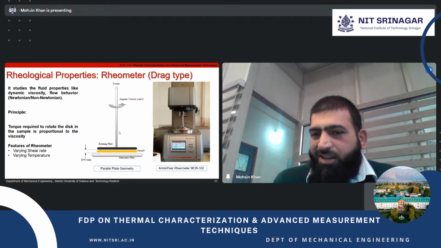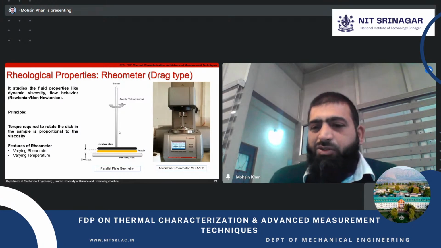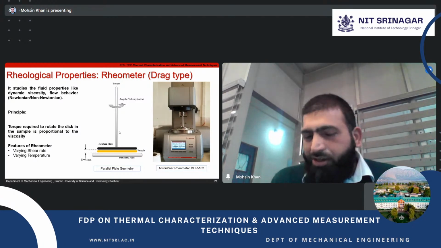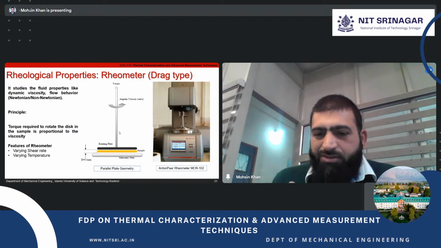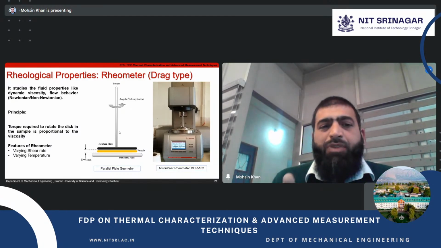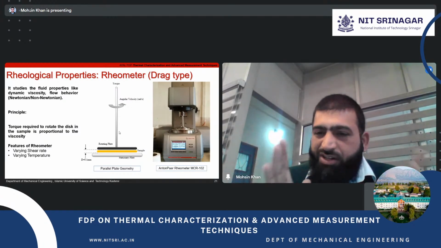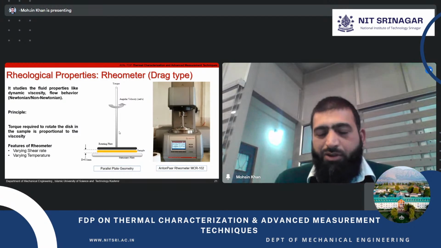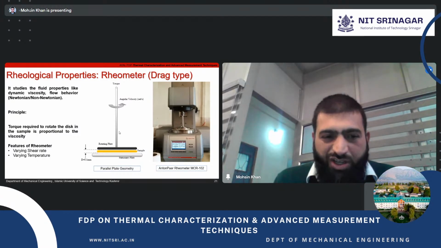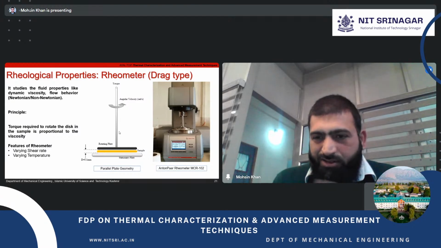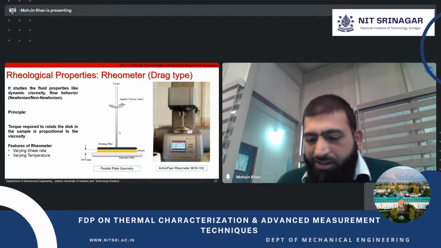So what is the difference basically? We could have simply used a viscometer. The difference between the viscometer and the rheometer is that the viscometer gives you the flow behavior or viscosity at a particular shear rate. We can vary the shear rate in a viscometer. In rheometers, we can vary the shear rate as well as the temperature. Well, temperature can also be varied in viscometers, but it gets more precise in rheometers.